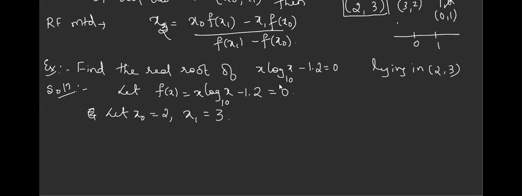Now what you do is write the formula for x2. While writing the formula for x2, it is very easy. But before this, just do one thing. Just find f of x0. It is required. F of x0 means f of, what is my x0? 2. Okay. How can I find f of 2? Can you guess? Or can you tell me?